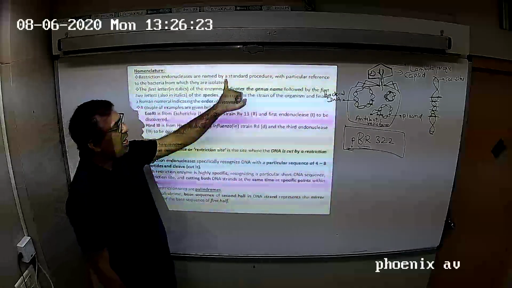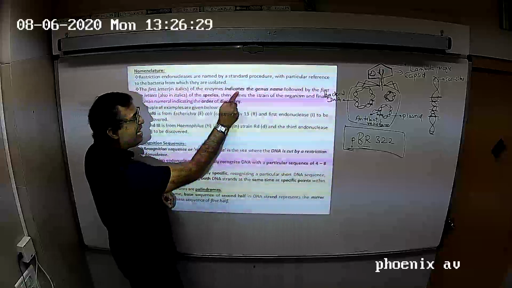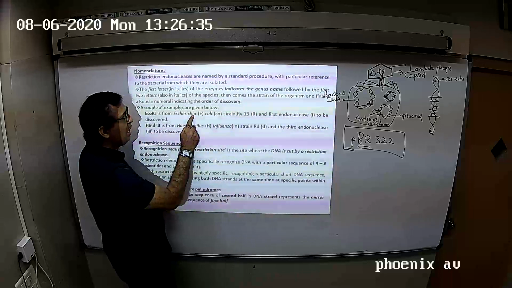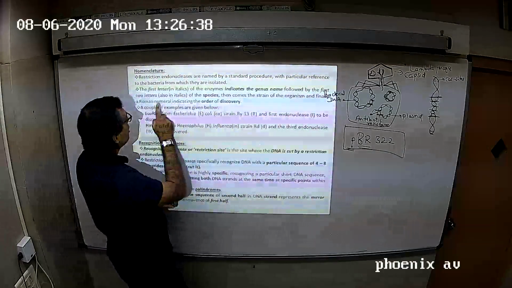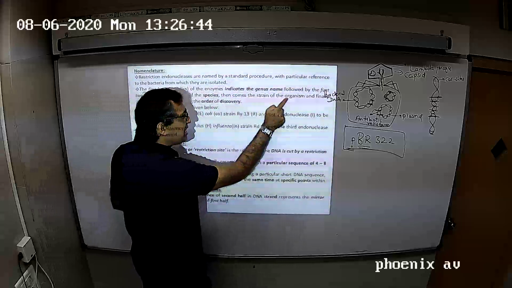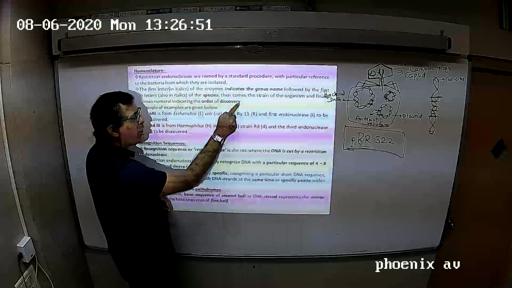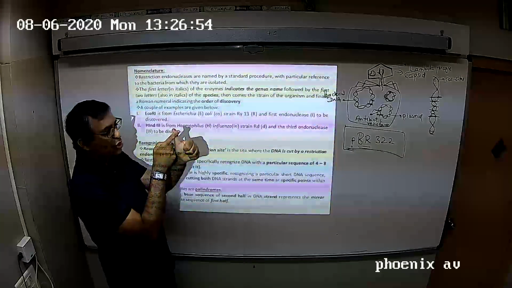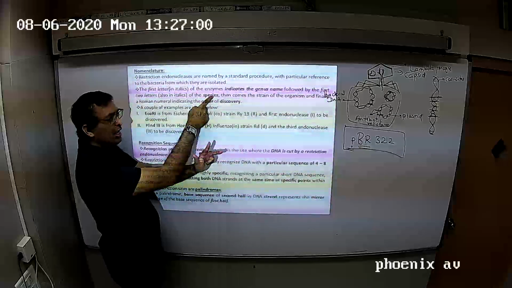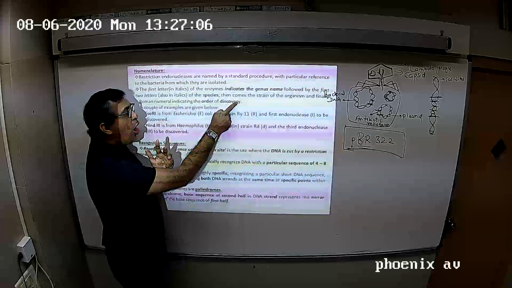Restriction endonucleases are named by a standard procedure. The first letter, in italics, indicates the genus name. The next two letters are the name of the species. Then comes the strain of the organism, and finally a Roman number indicating the order of discovery. So what is the first letter of a restriction endonuclease? Name of genus. Next two letters? Name of species. Then third is strain of organism, and then a Roman number indicating order of discovery.